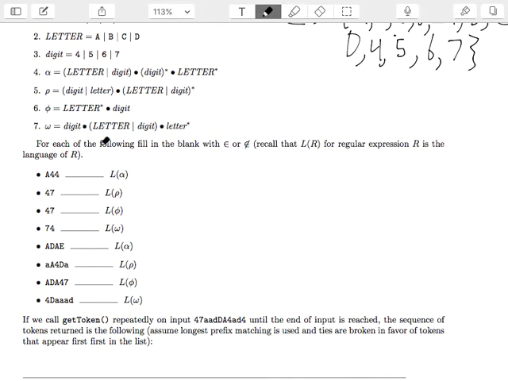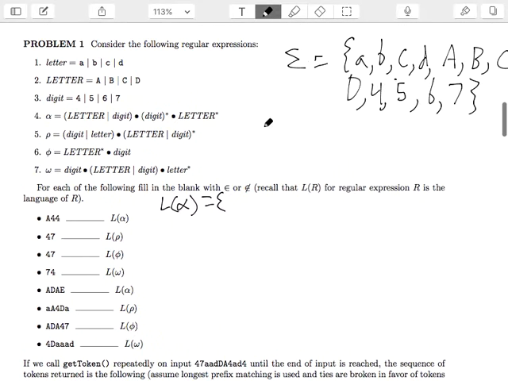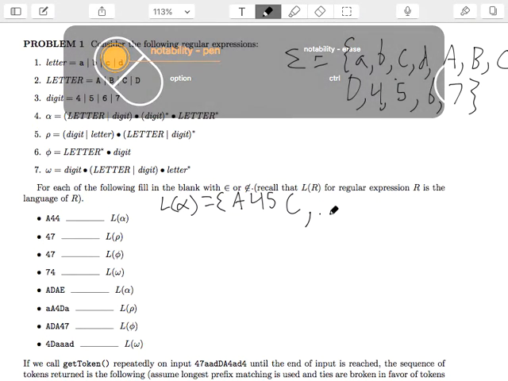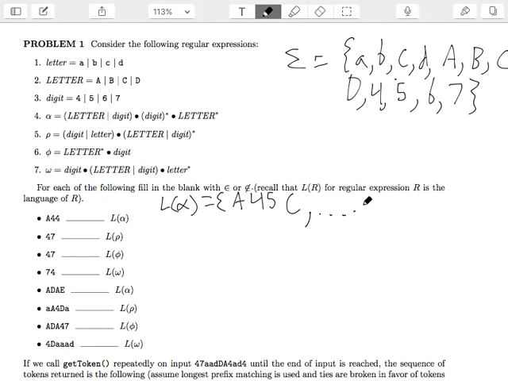Can we match this with alpha? If we try to generate every string, the language described by alpha is going to either start with a letter or a digit. So it could be, let's say, A. It could be any number of digits, 4, 5. And then it could be zero or more of these characters. This is just one example; it's an infinite set. It's going to describe every possible string that alpha could generate. So the question is: is this string in that set?